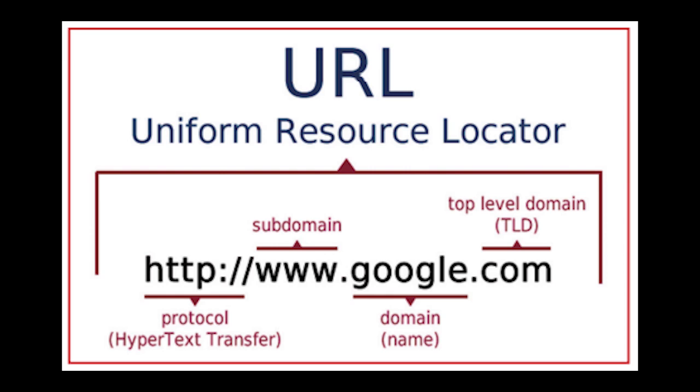So this HTTP colon double slash is the hypertext transfer protocol, and www is the subdomain, and Google is the domain name, and .com is the top level domain, right? Who governs the domain?